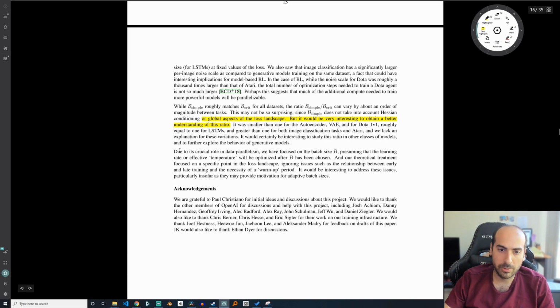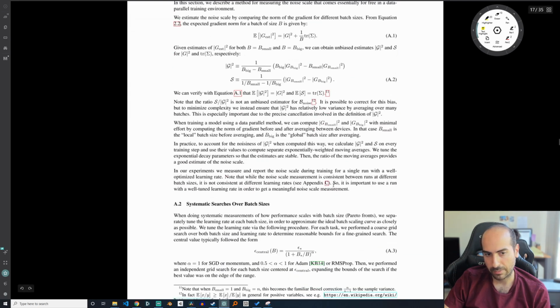Due to its crucial role in data parallelism, we have focused on the batch size, presuming that the learning rate or effective temperature will be optimized after B has been chosen, and our theoretical treatment focused on a specific point in the loss landscape, ignoring issues such as the relationship between early and late training and the necessity of a warm-up period. It would be interesting to address these issues insofar as they may provide motivation for adaptive batch sizes.